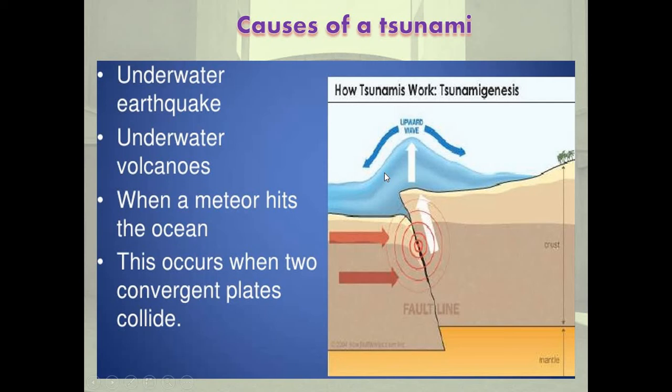The causes of tsunami are different points. First is underwater earthquake, underwater volcanoes, and when a meteor hits the ocean. This occurs when two convergent plates collide. The geological movements that cause tsunami are produced in three major ways. The most common of these are fault movements on the sea floor accompanied by an earthquake. They release a huge amount of energy and have the capacity to cross oceans.